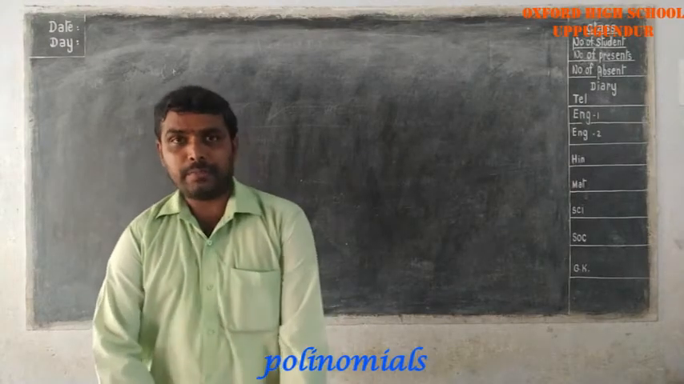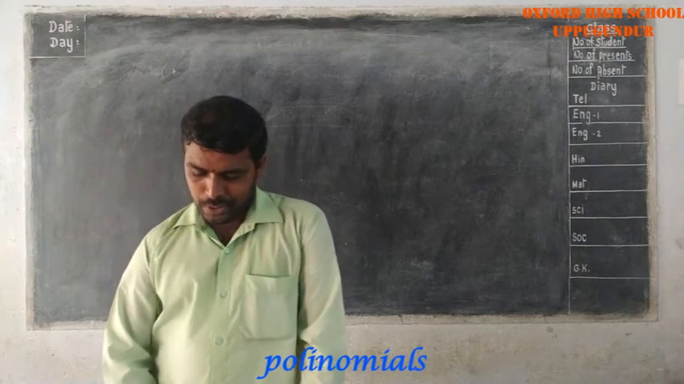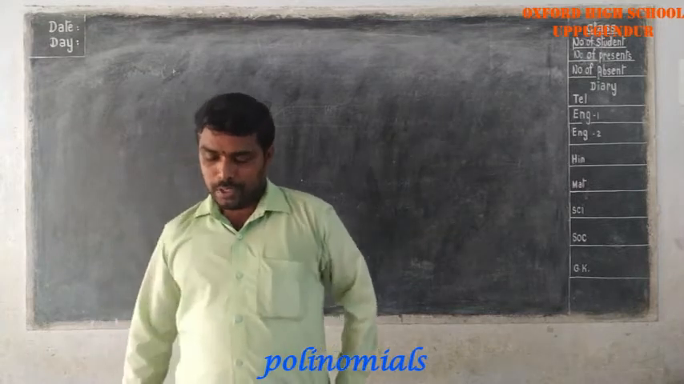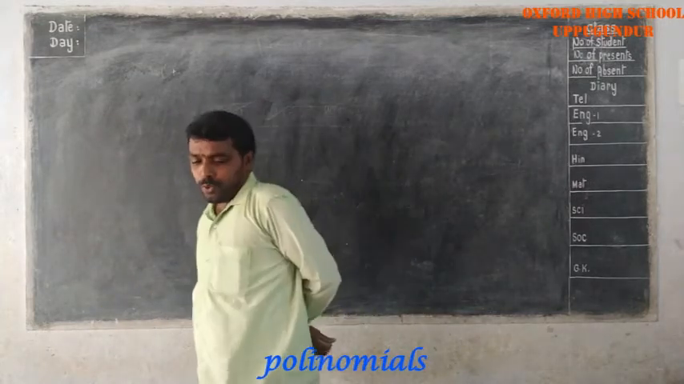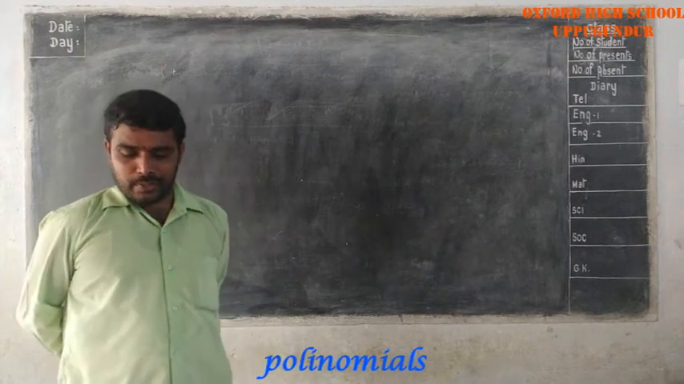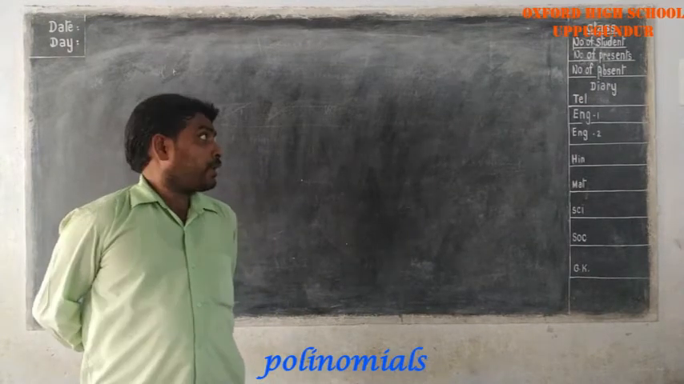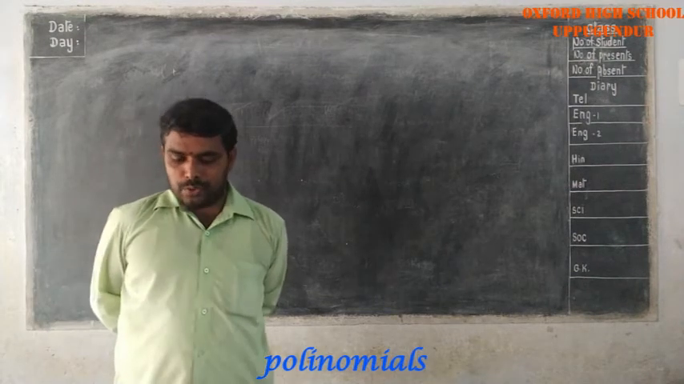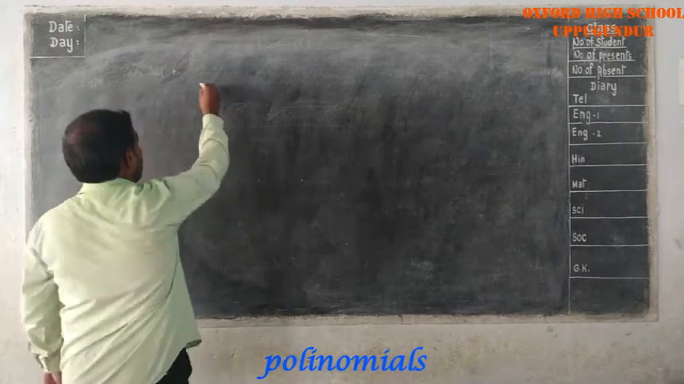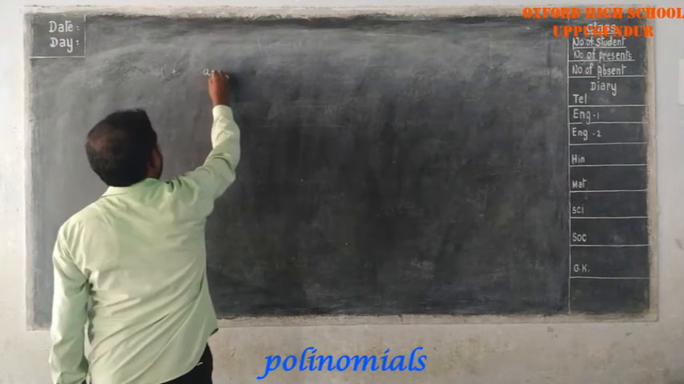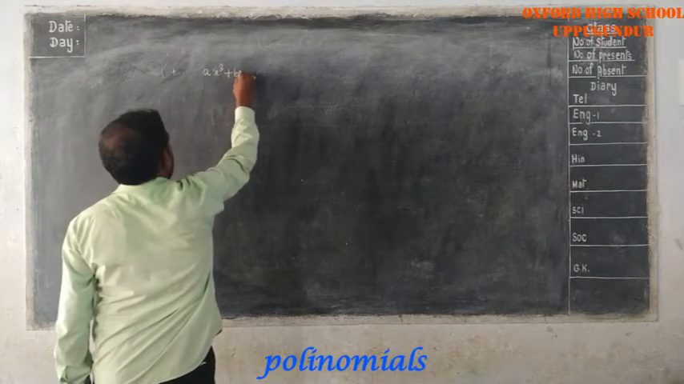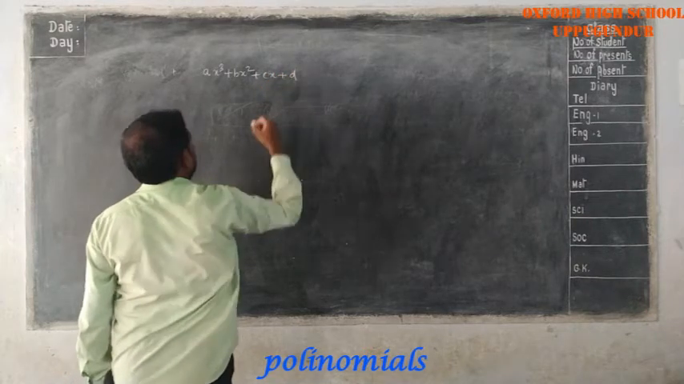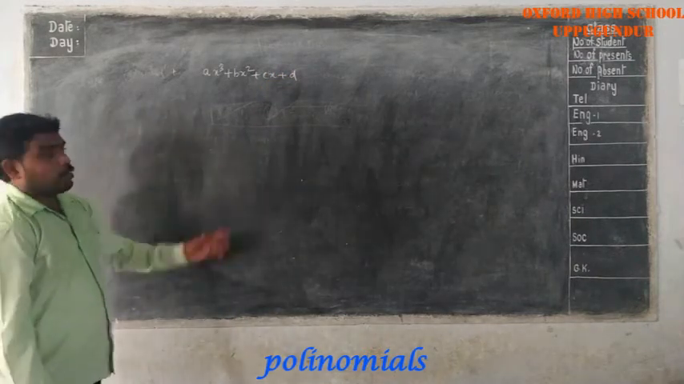Good morning, students. In the previous class, we completed up to third Roman in exercise 3.3 polynomials. In the first Roman, you already learned how to verify the relationship between zeros and coefficients of a quadratic polynomial. Here, you have to know how to verify the relationship between zeros and coefficients of a cubic polynomial. What is the general form of a cubic polynomial? ax cube plus bx square plus cx plus d. This is the general form of a cubic polynomial.